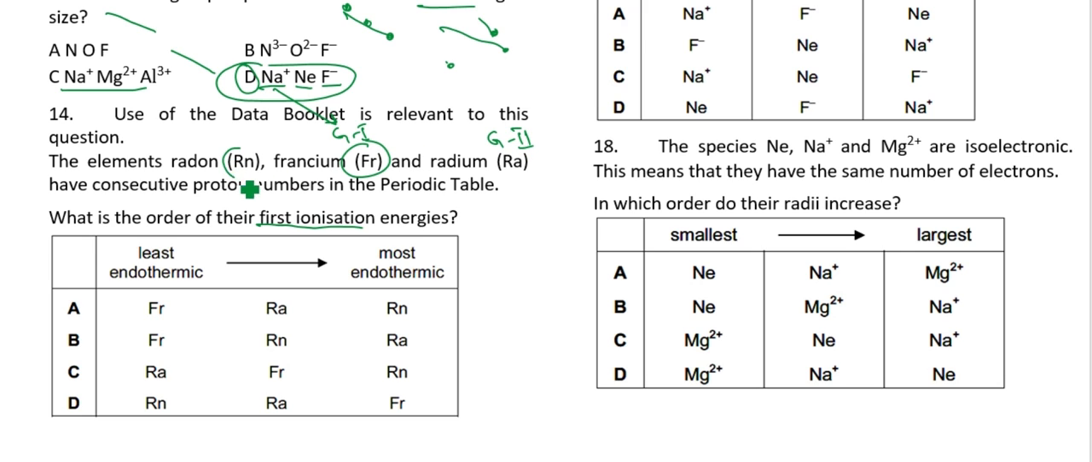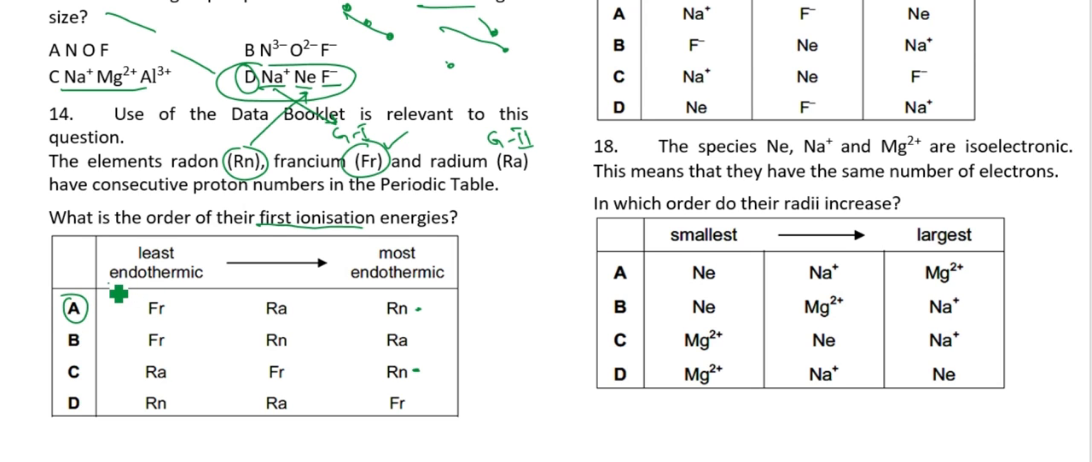And radon is a noble gas, like neon. Remember, the size of neon in all of these is the smallest, so it will be way more difficult to remove an electron from radon, so it should be the last one. We have two choices with radon last, and the size of francium is the largest among all, so it will be way easier to remove an electron from francium, so it should be first. Accordingly, A will be our right choice.